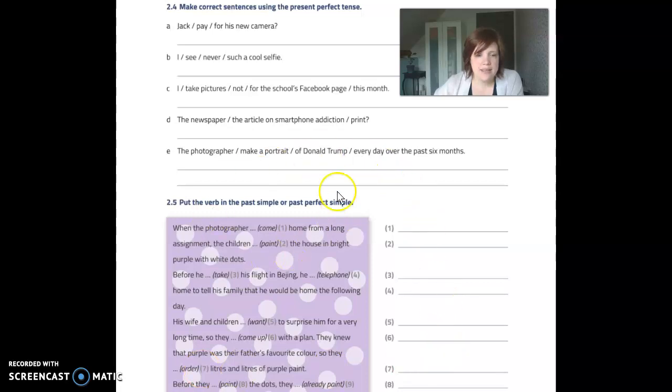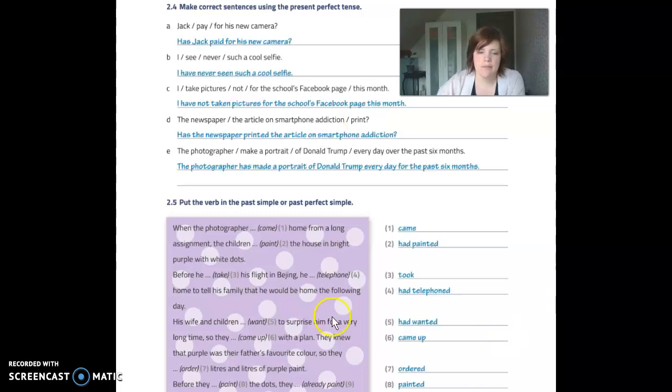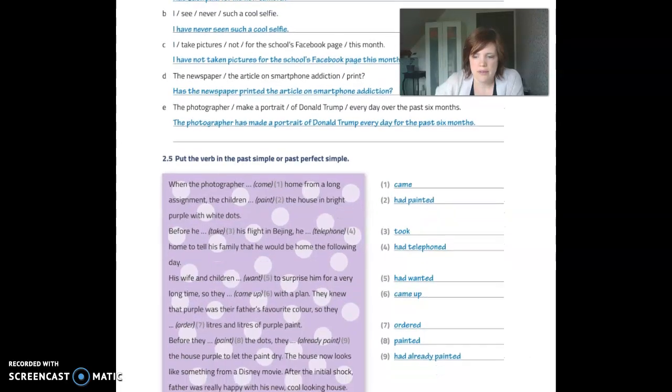Good. In the next exercise, we have to put the verb in the past simple or the past perfect simple. This is an exercise on what I told you last time. The difference between the past simple and the past perfect simple is that the past perfect simple is used for the action that comes first. Okay, so like I explained to you earlier. So have a look, prepare the exercise, pause the video, and then we'll just look at the solution in a second. Okay, so now you have a look at the solution.